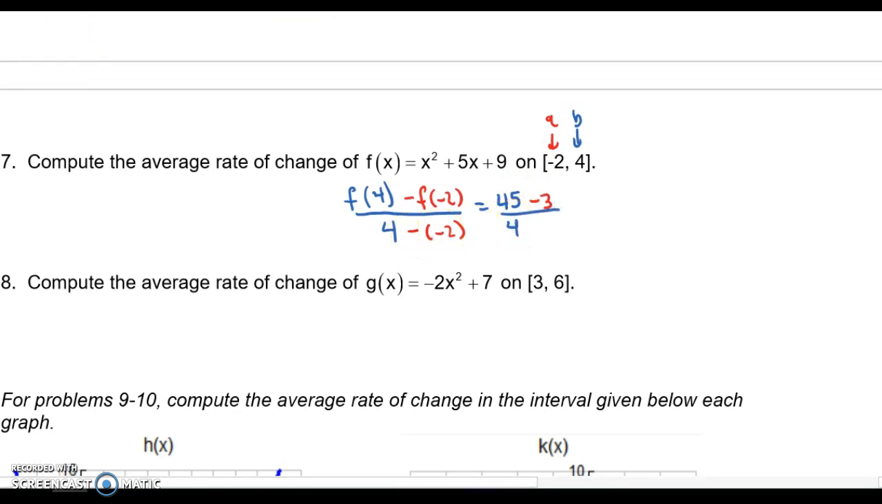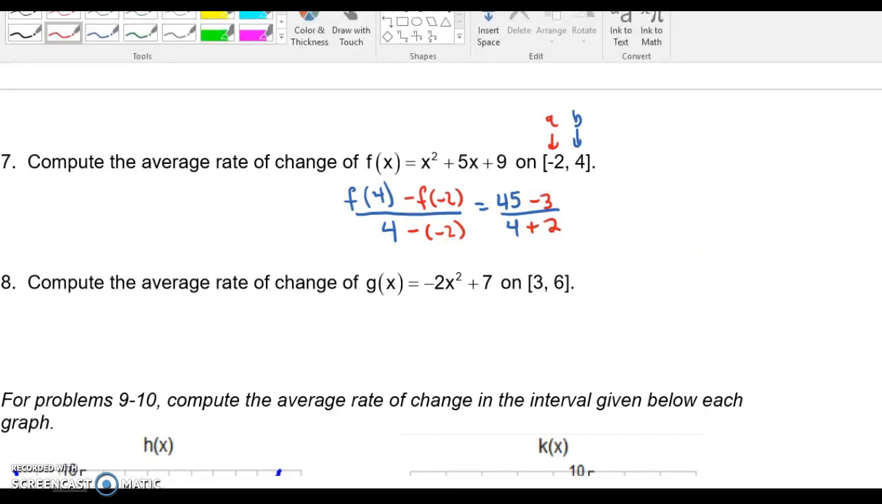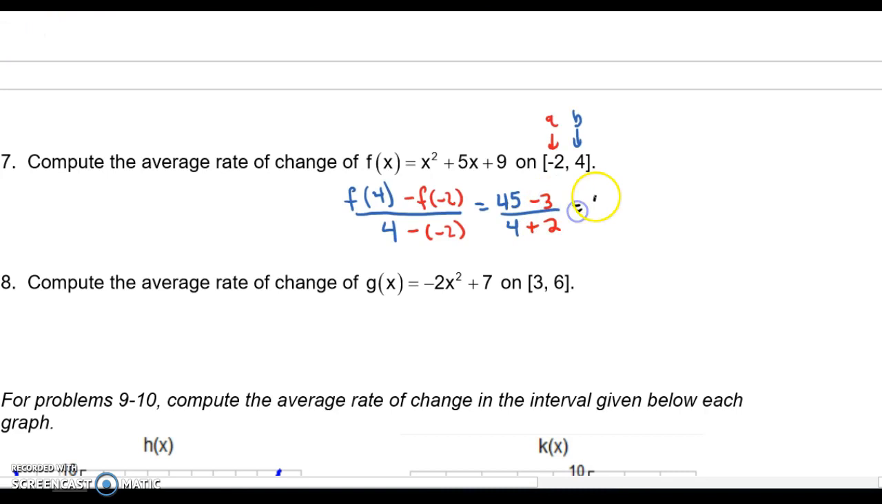And a minus and negative will become a plus 2. So 45 minus 3 is 42. And 4 plus 2 is 6. So our average rate of change is 7. I don't include units because there are no units. It's just giving us the value of a function.